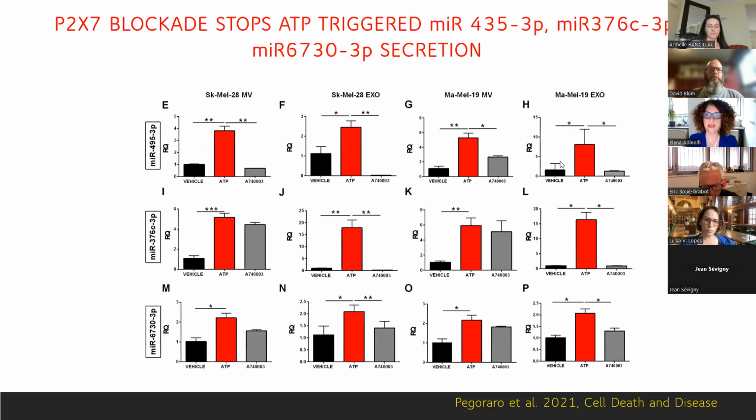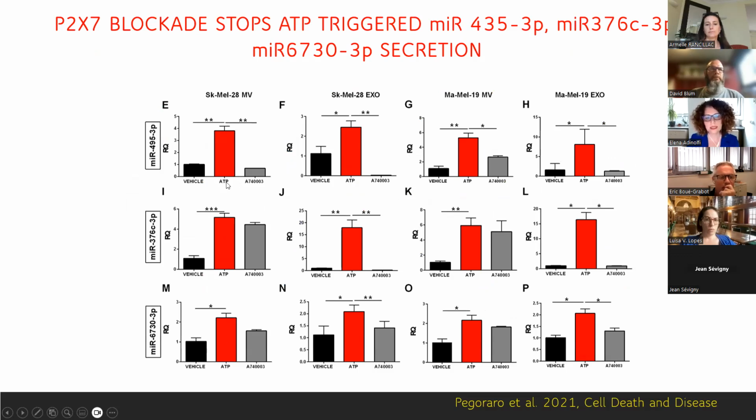And these microRNAs are the following. Here is an experiment showing that we can confirm upregulation of miR-495, miR-376, and miR-6730 in all these vesicular fractions upon ATP application.